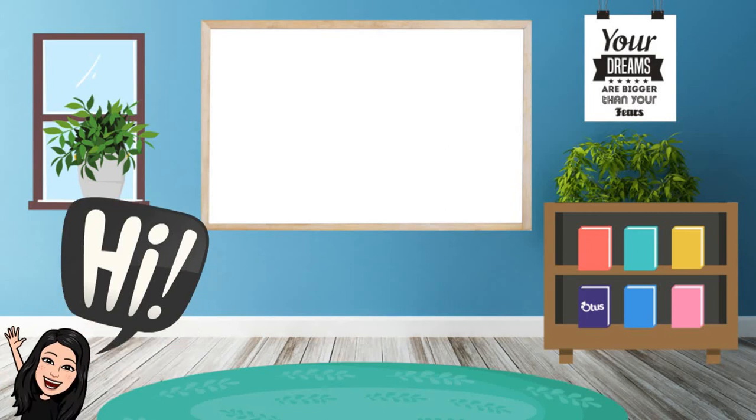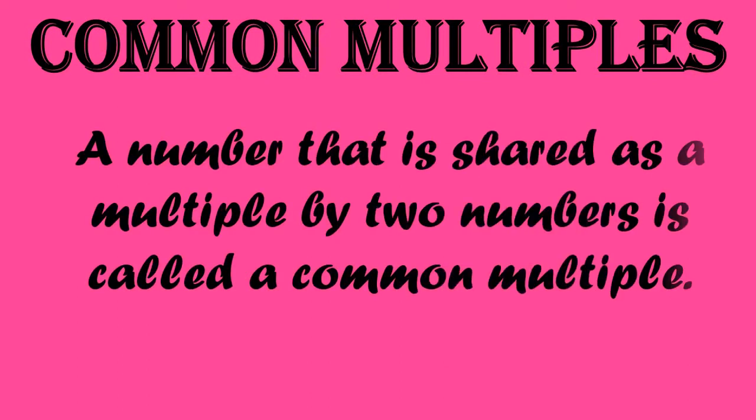Kids, so far in this chapter we have learnt about multiples. And today we are going to learn about the concept of common multiples. Kids, a number that is shared as a multiple by two numbers is called a common multiple. Let's understand this in detail with the help of exercise 3, which is given at page 70.